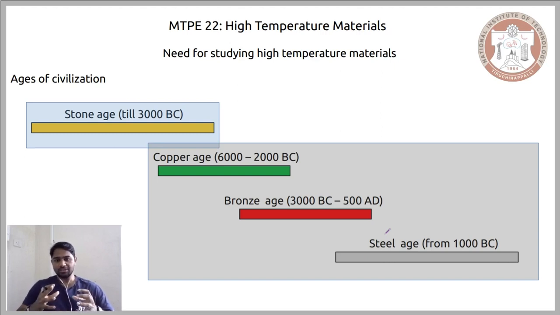The role of high temperature materials significantly improved in all these ages, because one cannot have any of these ages without involving high temperature. So, irrespective of the age, be it copper, bronze or steel, we need high temperature for particularly two purposes. One is to extract the particular material from its ore.